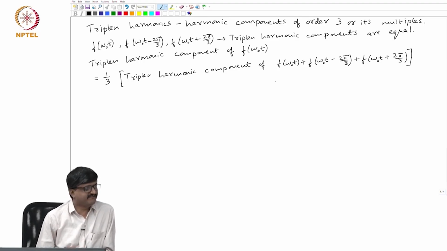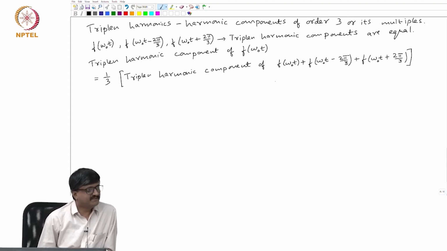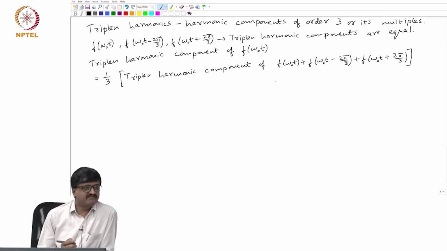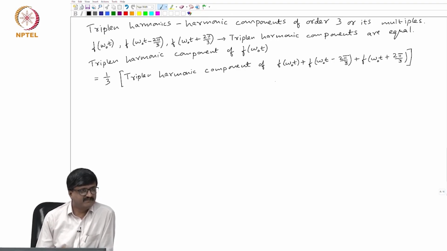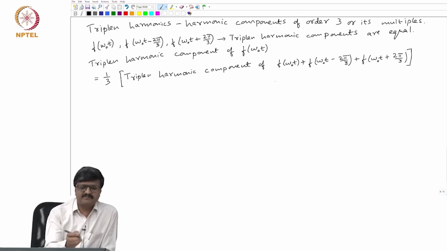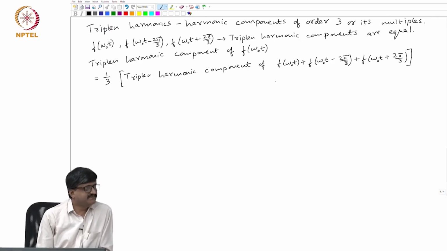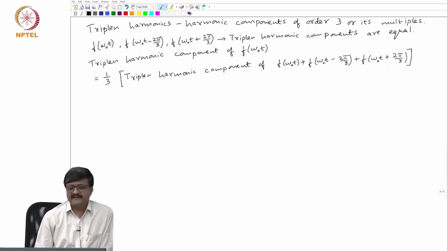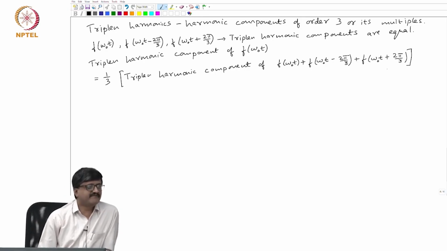Now, what is the inference? What can we infer from this equation? Something which we are very familiar with in case of 3 phase. Can we say something about the triplen harmonic component from this equation? See, what is the usual value of f of omega o t plus f of omega o t minus 2 pi by 3 plus f of omega o t plus 2 pi by 3? It is 0. Normally it is 0. Under very rare conditions of fault, unbalanced fault, we have non-zero.